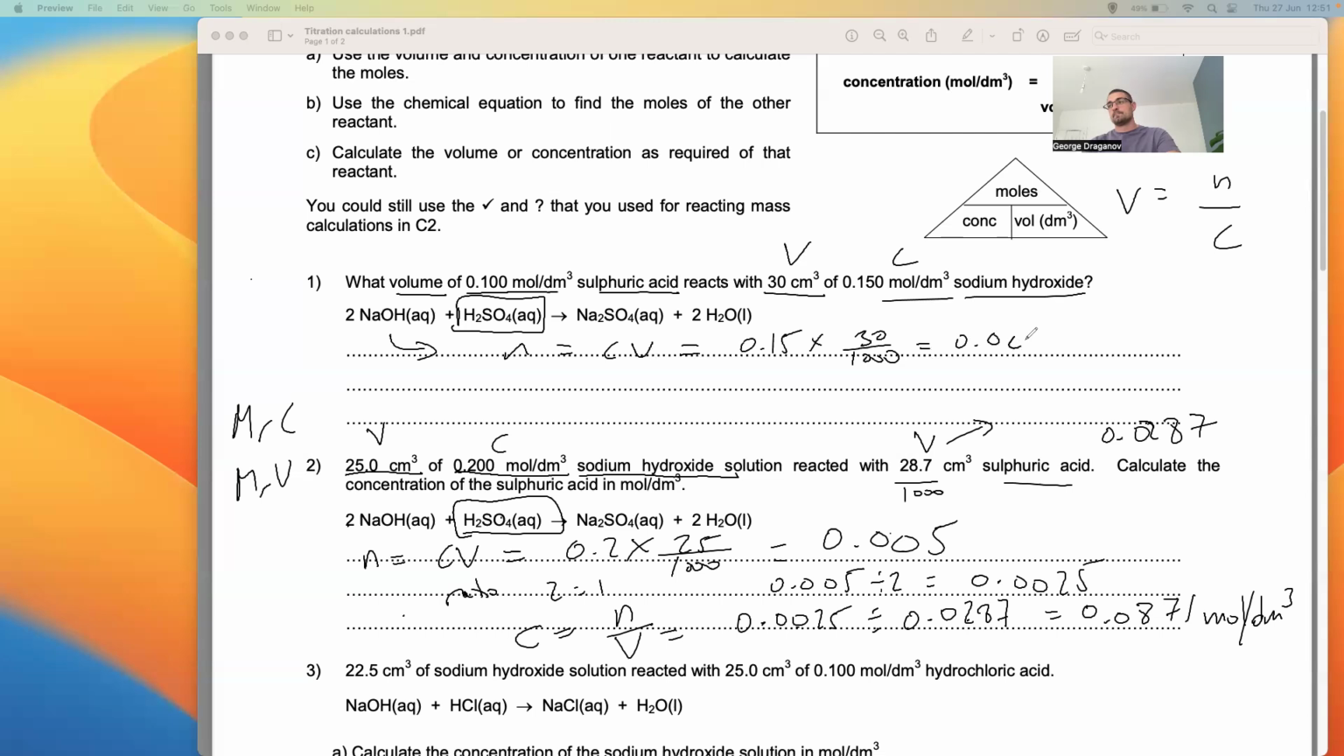I get 0.0045, or your calculator might say 4.5 times 10 to the minus 3. Perfectly fine to write that. Just don't do any rounding. Ratio is 2 to 1 again, because it's 2 going to 1. So because we know this one, we need to half it. So 0.0045 divided by 2.